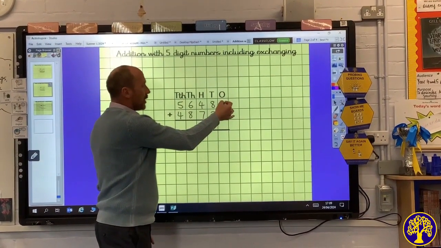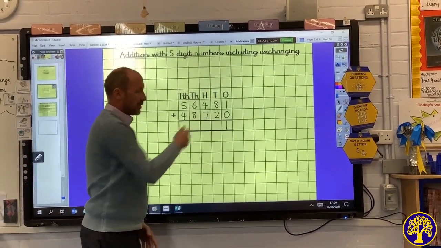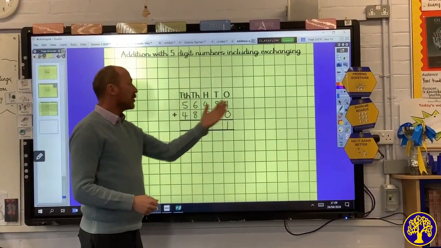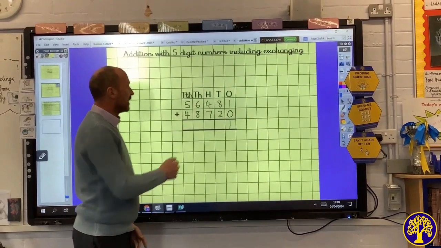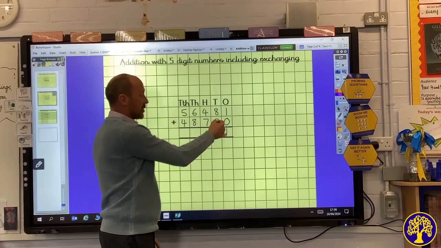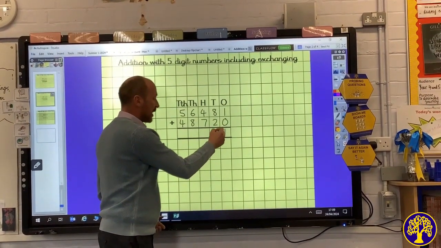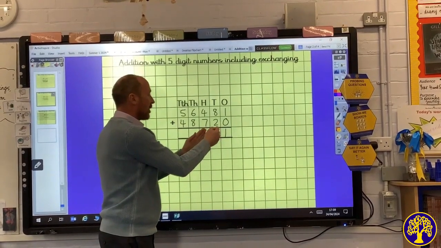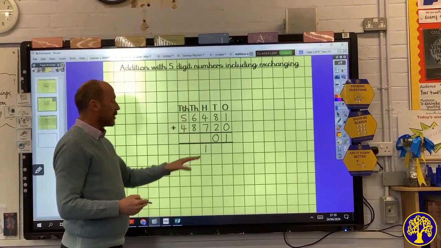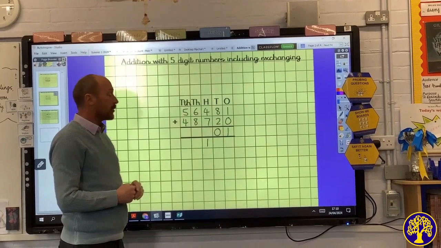So 1 add 0 is 1, so that's fine. I can add that straight into my equals box. I have nothing to exchange, so I can move across to my tens column. 8 tens add 2 tens is 100. So I have 0 tens, and I exchange that extra 100 across to my hundreds column, making sure I put it underneath so I don't forget it when I add the hundreds column up.